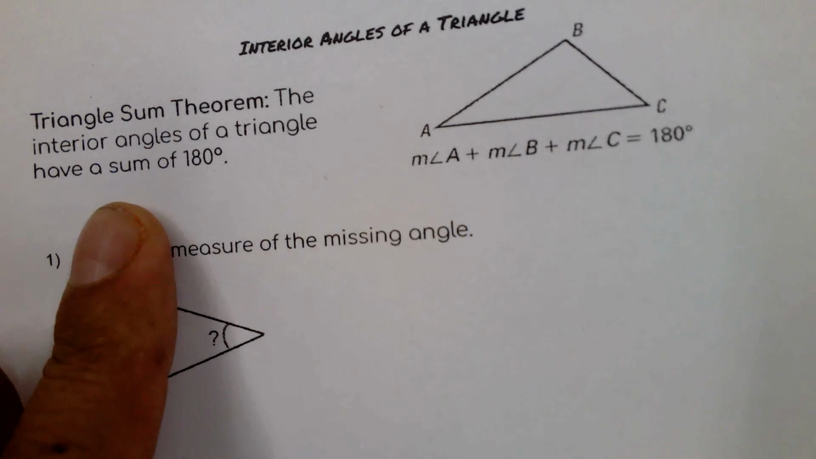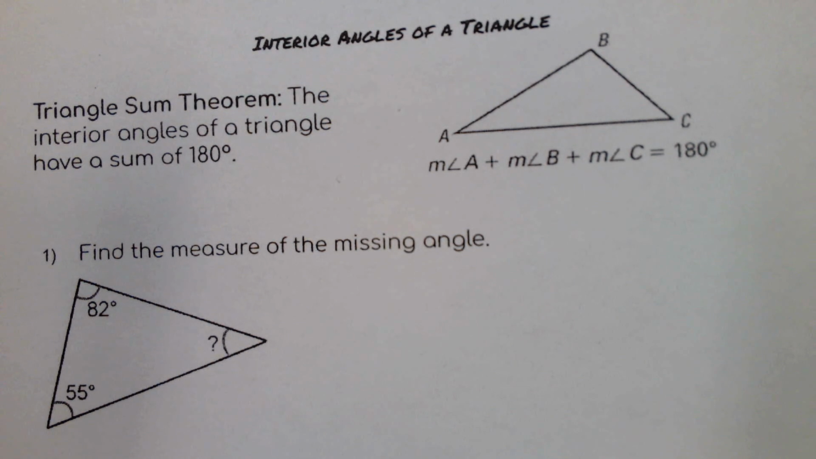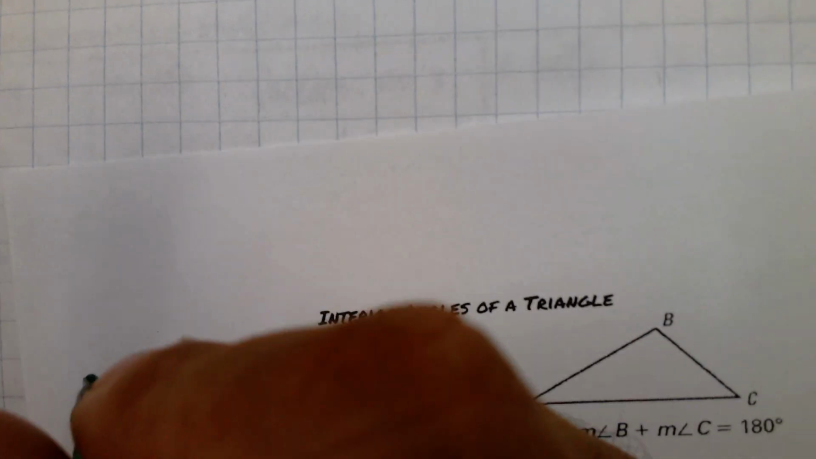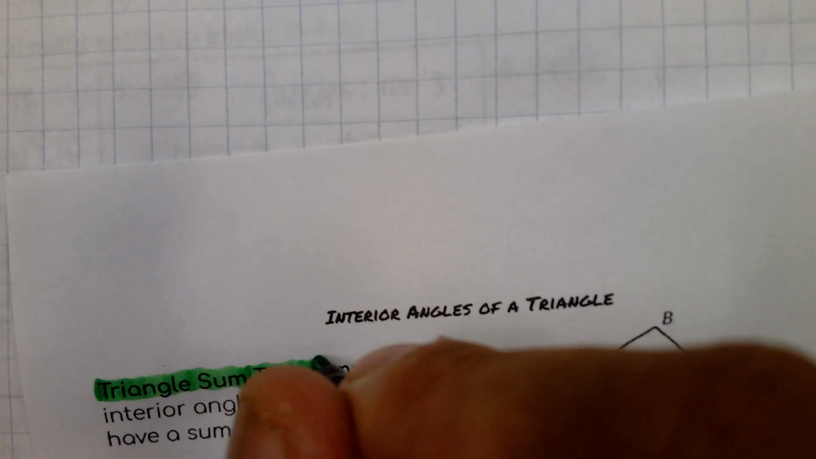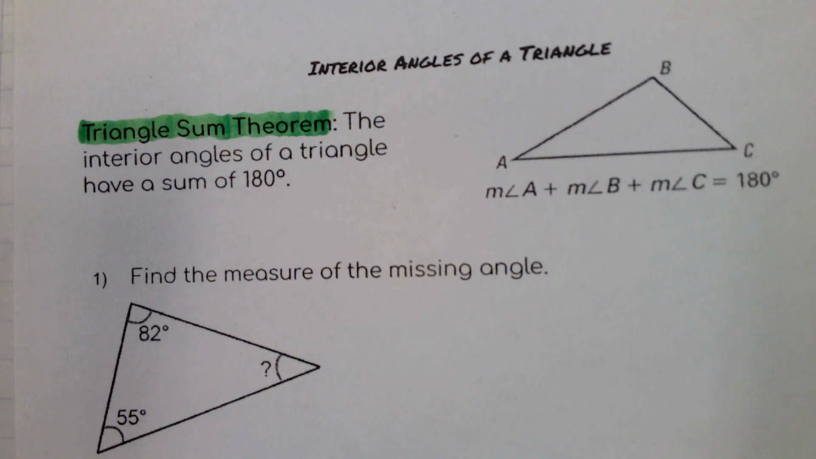Kaylee, can you read the triangle sum theorem, please? Triangle sum theorem. The interior angles of a triangle have a sum of 180 degrees. That's it. No matter what type, as long as it's a triangle, acute, obtuse, scalene, whatever type, it adds up to 180 degrees.